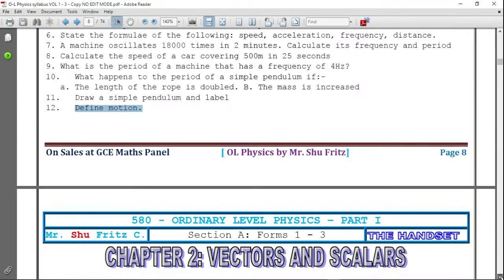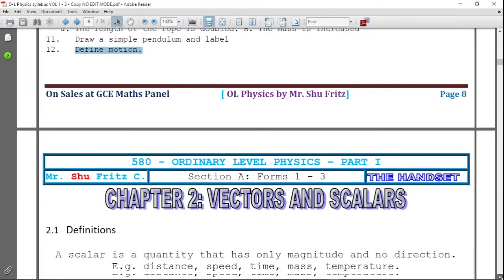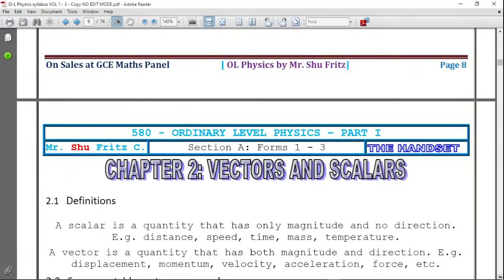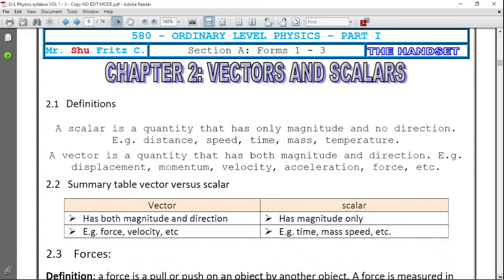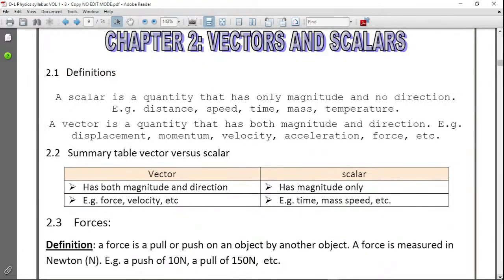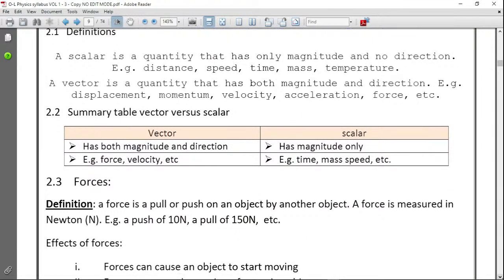Okay guys, this brings us to the end of chapter 1. Now in chapter 2, we'll be looking at scalars and vectors. So what is a scalar? A scalar is a quantity that has only magnitude and no direction, as we discussed before, while vectors have both magnitude and direction. And you can use this table like this to differentiate.